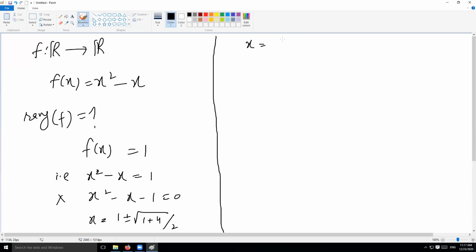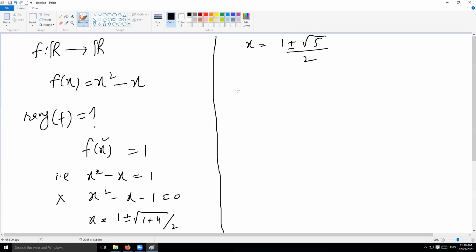Earlier you quickly said that there isn't one. It is 1 plus or minus the square root of 5 upon 2. So you have plus and minus, and both of these are real numbers actually. So there is an x actually. There are two x which give you this.